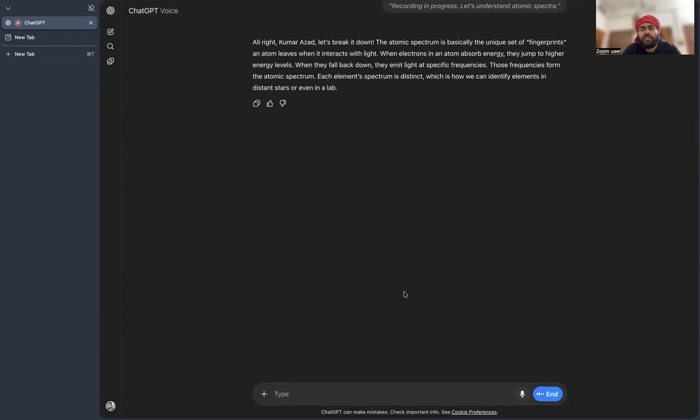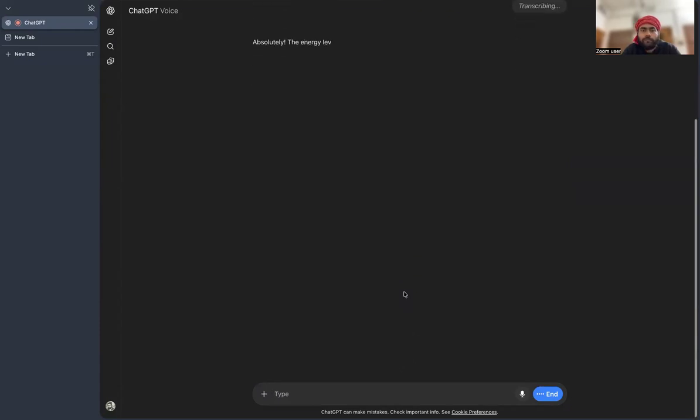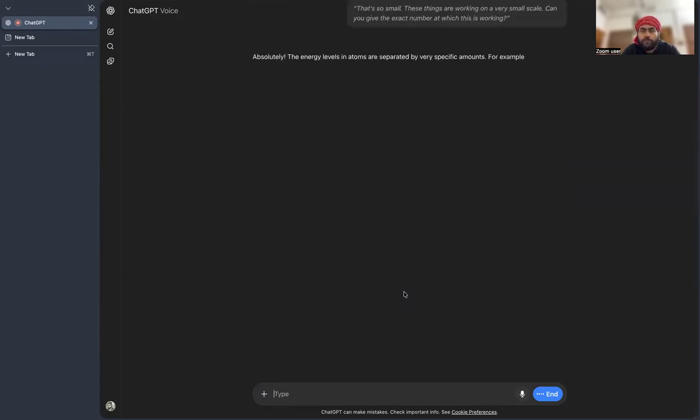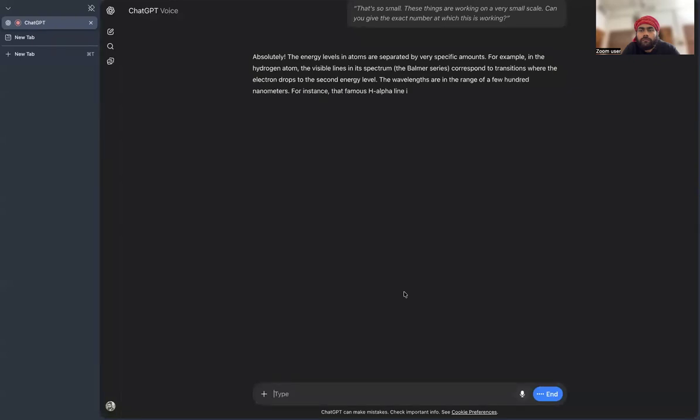That's so small. These things are working on a very small scale. Can you give the exact number at which this is working? Absolutely. The energy levels in atoms are separated by very specific amounts. For example, in the hydrogen atom, the visible lines in its spectrum, the Balmer series, correspond to transitions where the electron drops to the second energy level. The wavelengths are in the range of a few hundred nanometers. For instance, that famous H alpha line is at about 656 nanometers. So, yes, we're talking tiny wavelengths.